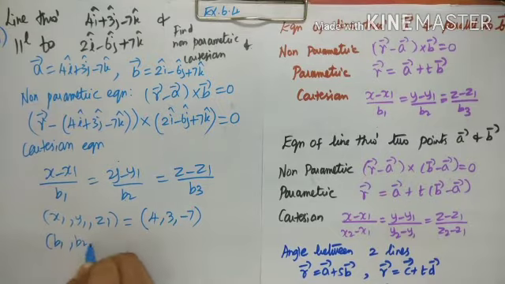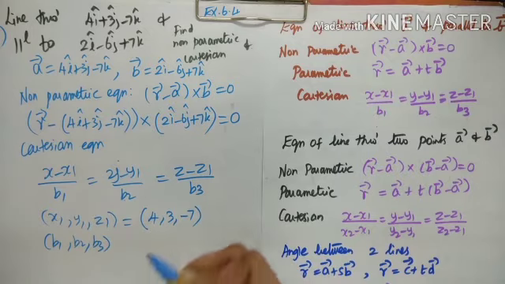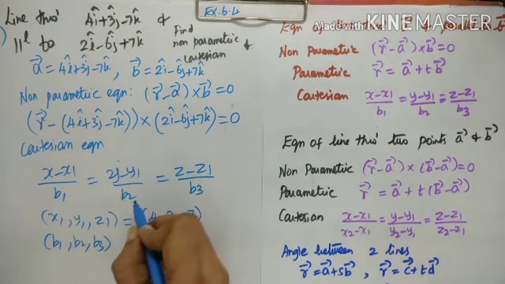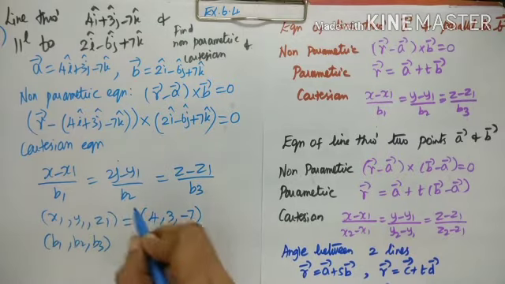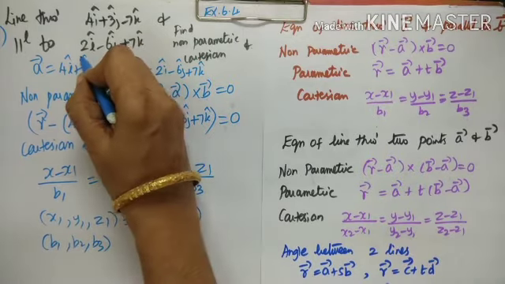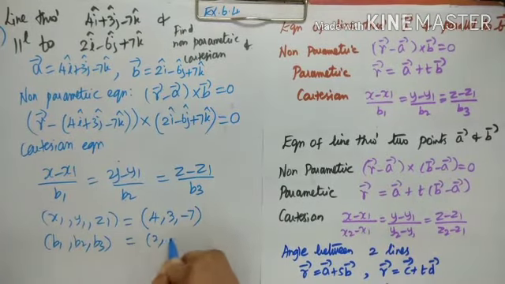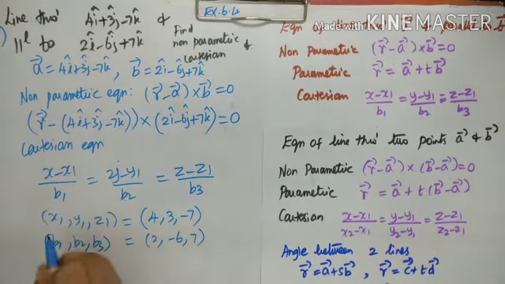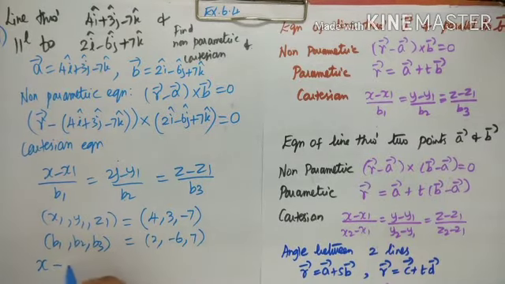What is b1, b2, b3? Denominator represents direction, d, d. Remember, denominator starts with d. Direction starts with D. So denominator represents direction. Direction is nothing but 2, minus 6, 7. Now that I know what is x1, y1, z1 and b1, b2, b3, substitute.